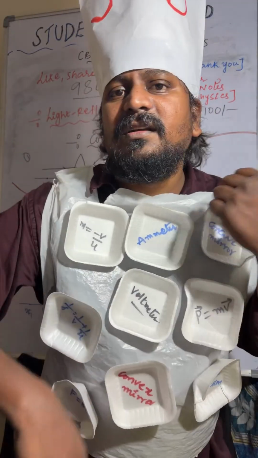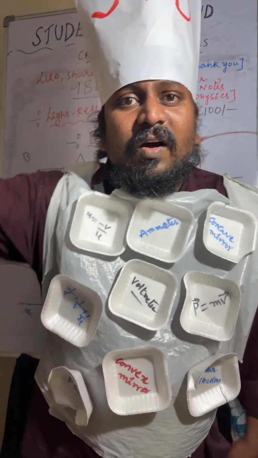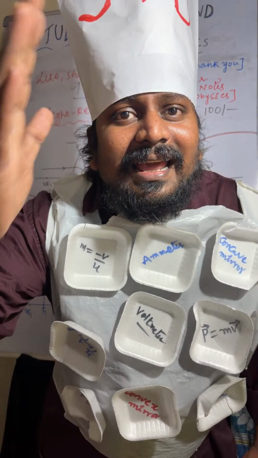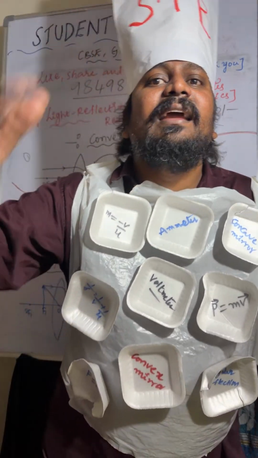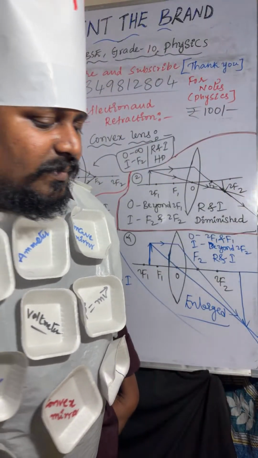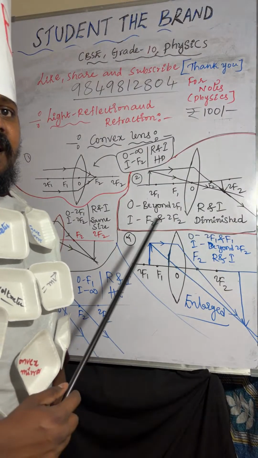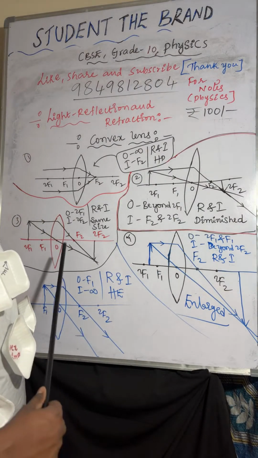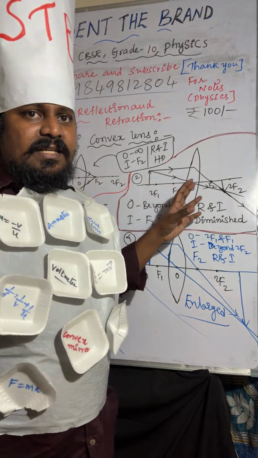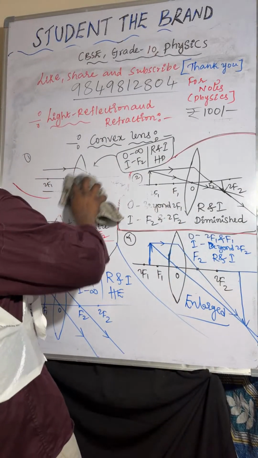Real, inverted, and highly enlarged. Yes or no? Now, the object is placed at F1, the image is formed at infinity. The nature of the image is real, inverted, and the size of the image is highly enlarged. So, this is about the convex lens. One more image formation is there that we will discuss.